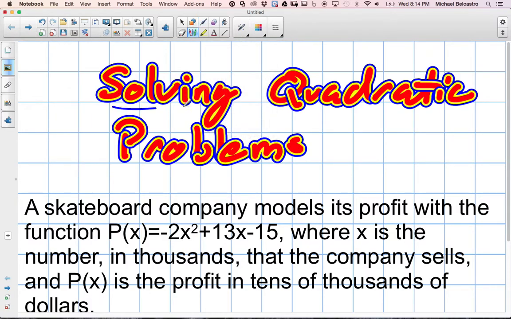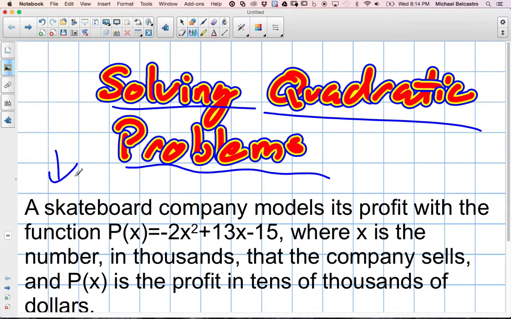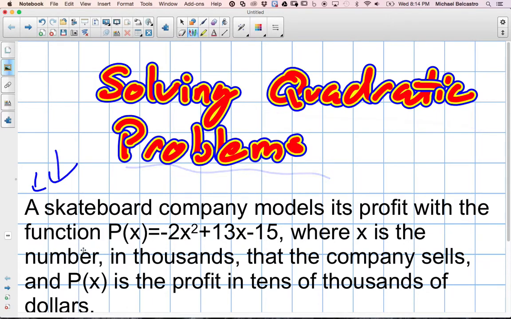Okay, we're going to look at solving quadratic problems, and here's our problem below. So we'll read through it once, and then we'll try to pick out important information the second time through. So a skateboard company models its profit with the function, assuming P stands for profit, right? P at X is equal to, all that information there.